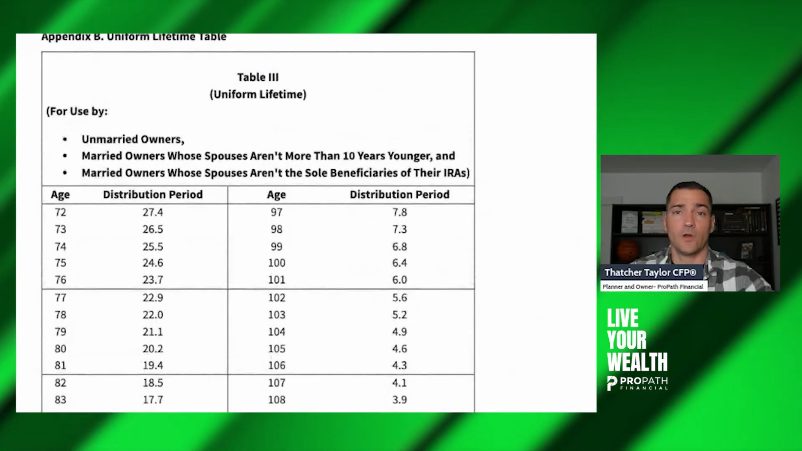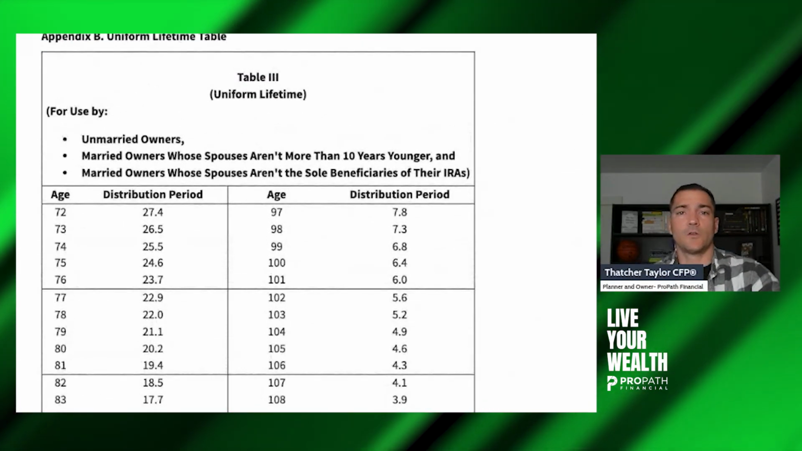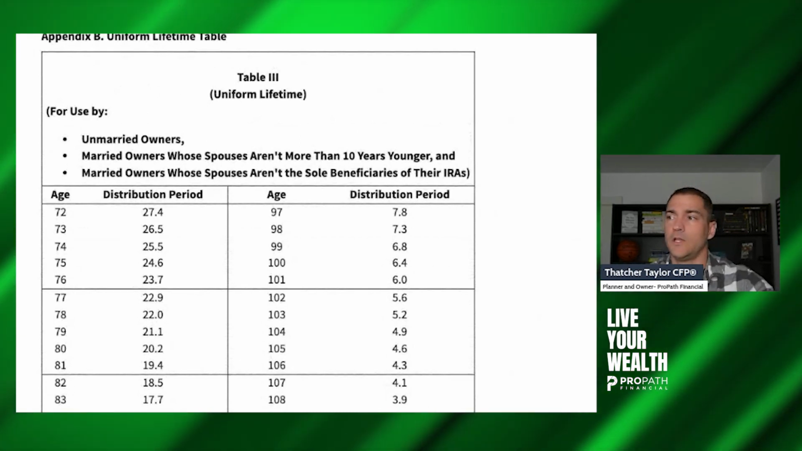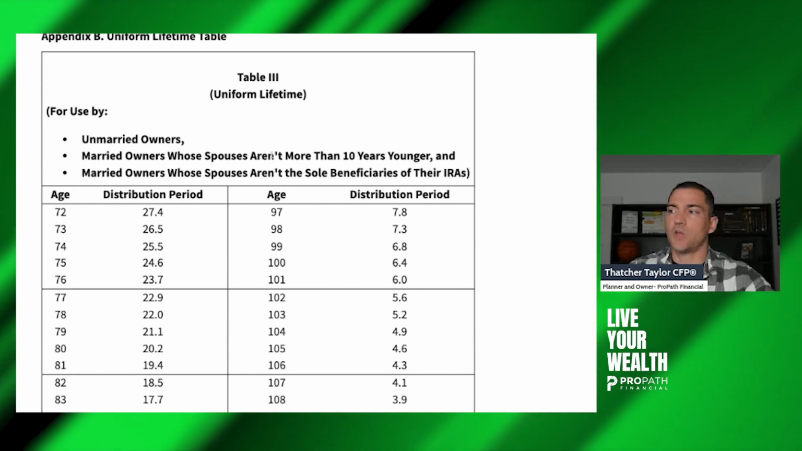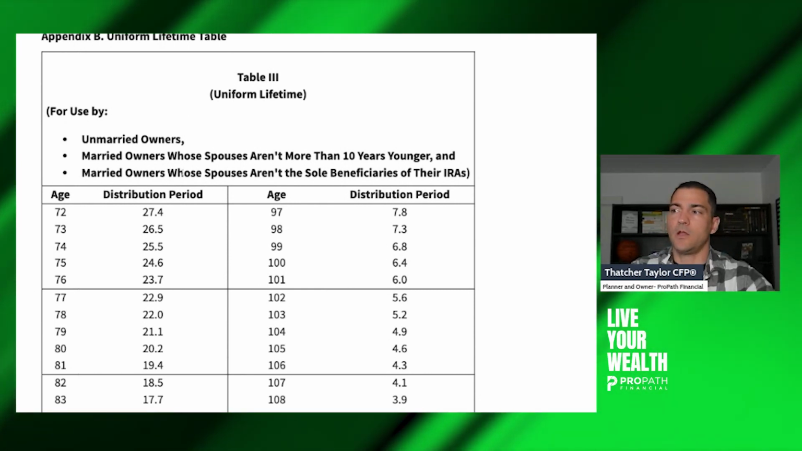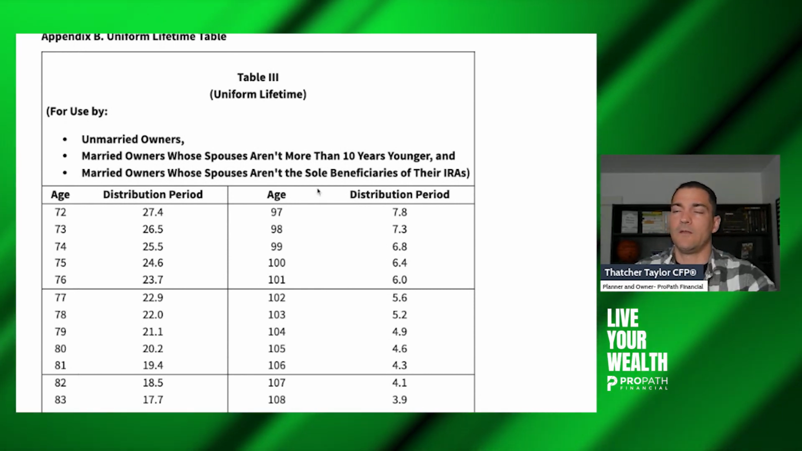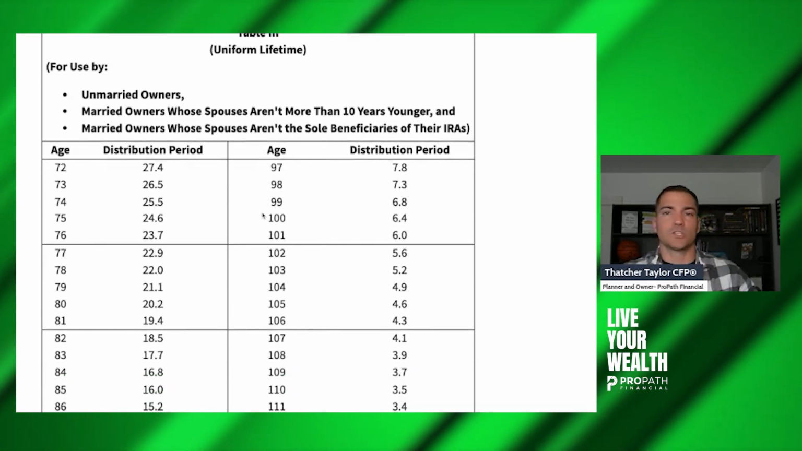Here's table 3. Table 3 is the uniform table. It's the most common table. It's for use by unmarried owners, married owners whose spouses aren't more than 10 years younger, and married owners whose spouses aren't the sole beneficiary of their IRAs. This is what's going to be most common.